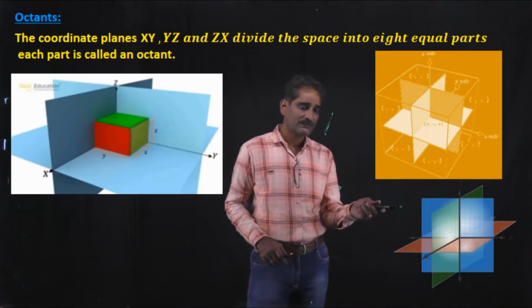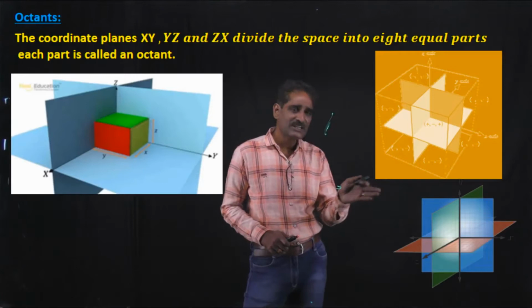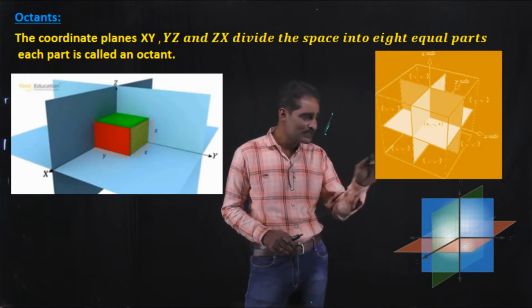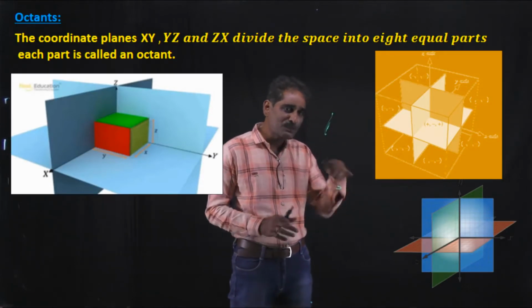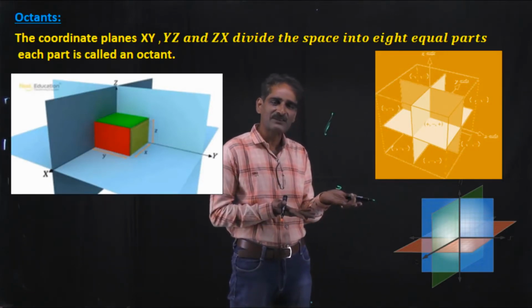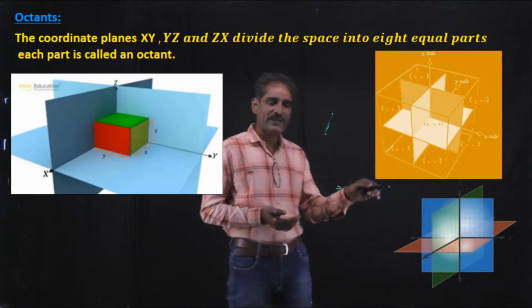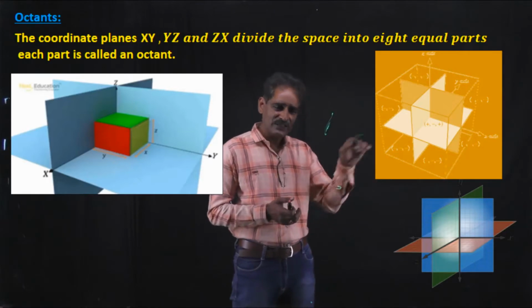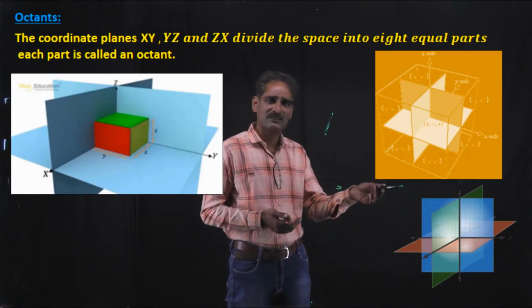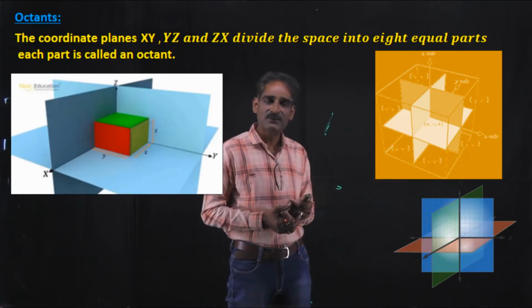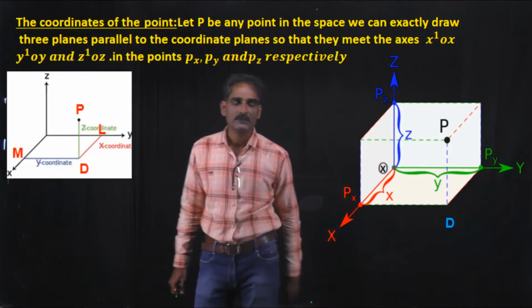See this figure. Here the green shaded part is a plane, the blue shaded part is another plane, and the red shaded part is another plane. These planes divide the whole space into 8 parts. Those are called octants. Green, blue, red, and so on, we can find 8 parts in this figure. So those are called octants. Okay, right. See this concept.